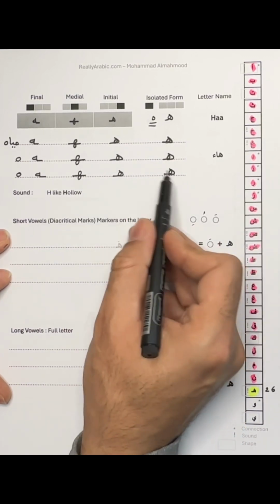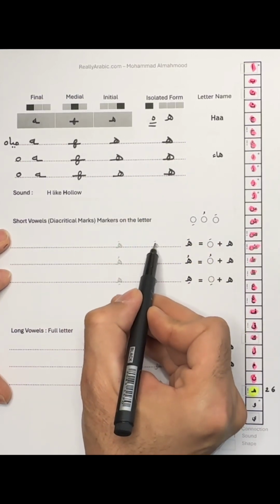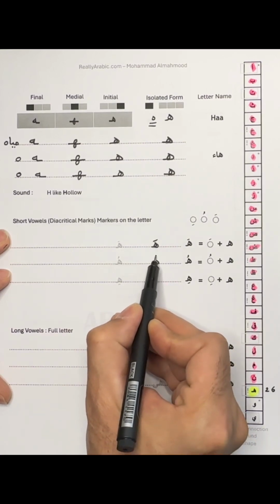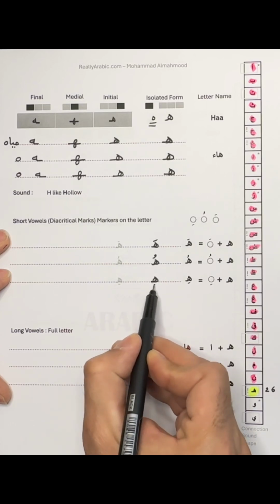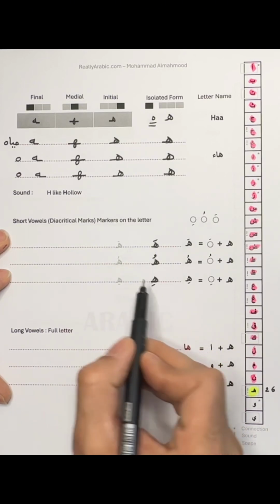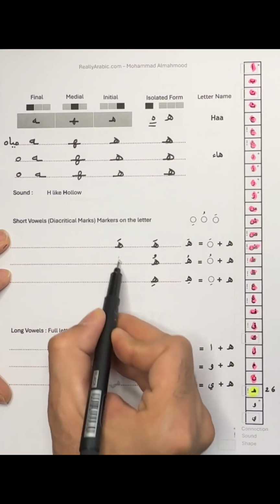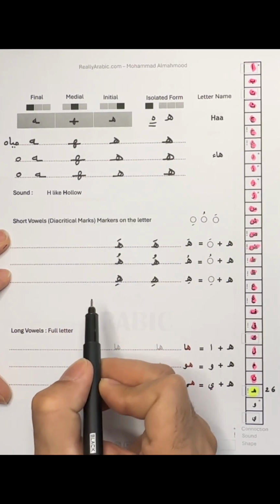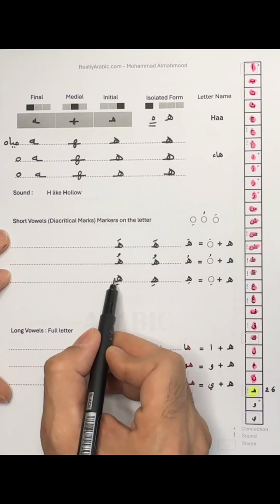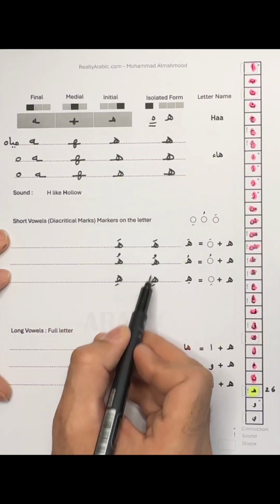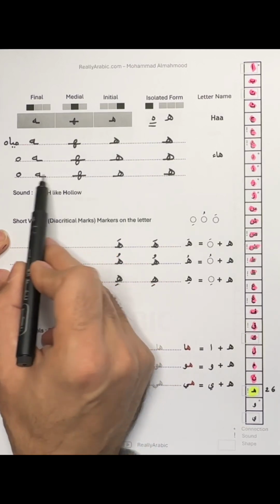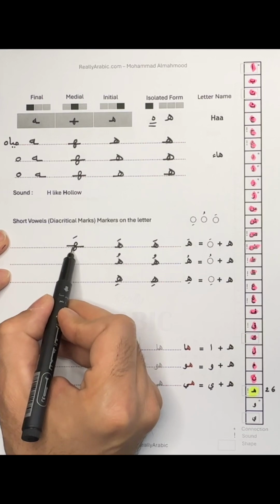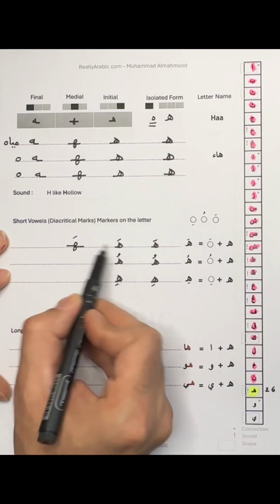Simply we use the standard form. Ha, hu, he, ha, hu, he. One more time, ha, hu, he. Keep in mind, as we said before, the diacritical mark can be on any shape of this letter. If I put it like this, for example, on the medial form, I put fatha, then it is ha, exactly the same as this one, ha and ha.